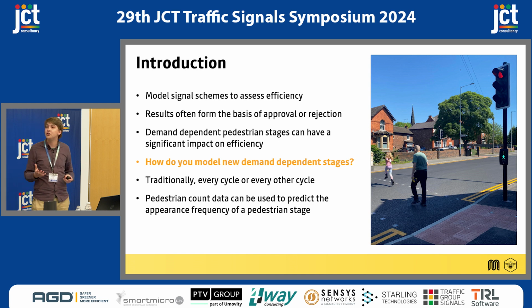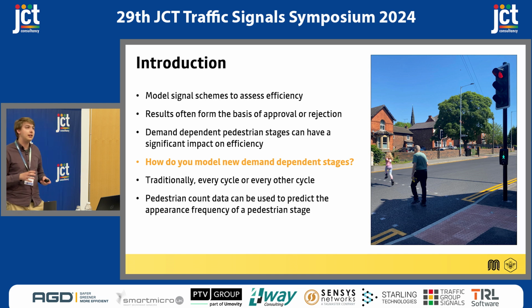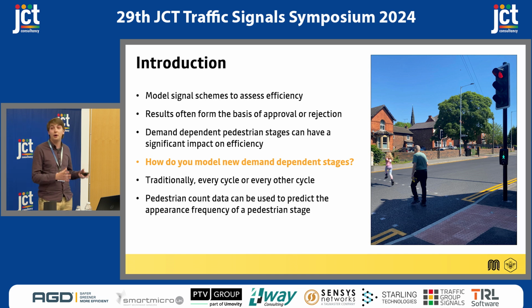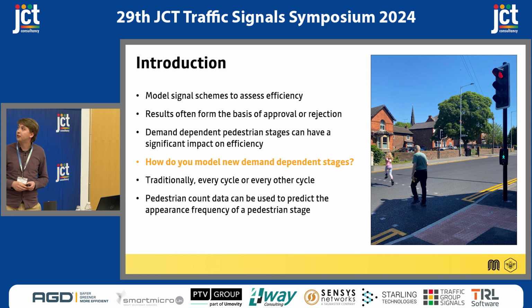One of the key challenges in those early stage models is what do you do with demand-dependent stages, especially if it's a stage that isn't yet there, so you don't know how frequently it's going to appear. In Manchester, we're currently working to upgrade loads of our existing junctions that currently don't have any pedestrian facilities to include new pedestrian crossing facilities. Often as part of that, we're adding a new all-red pedestrian stage, which becomes demand dependent. And naturally, when we're designing it, we don't know how often it's going to appear. So that's what this process is trying to improve slightly: how we deal with that stage.